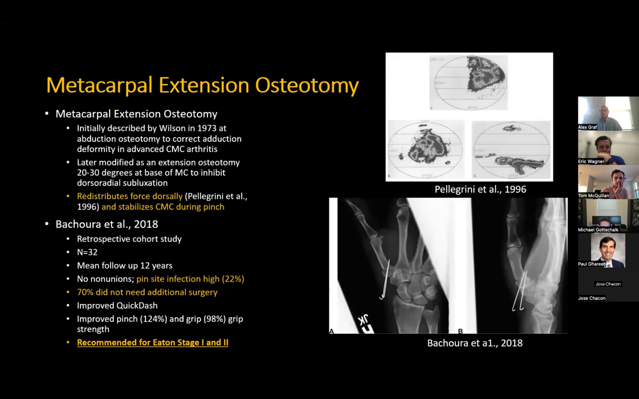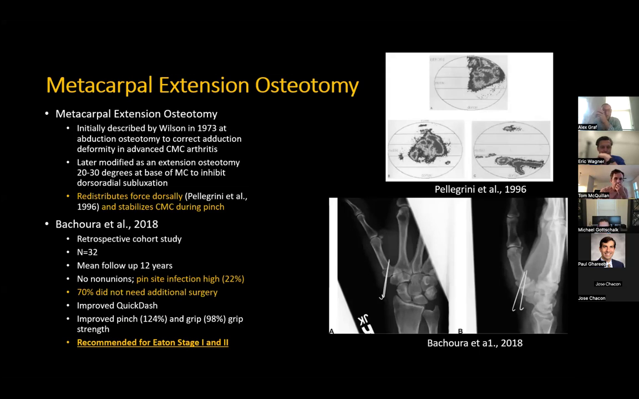The extension osteotomy. So when you look at the force couple mechanism, as I said before, that screw home torque mechanism, the stability when you oppose the thumb is that first metacarpal, that volar pivot point. So the force generally with opposition is in the volar aspect of the CMC. That's where it wears down.